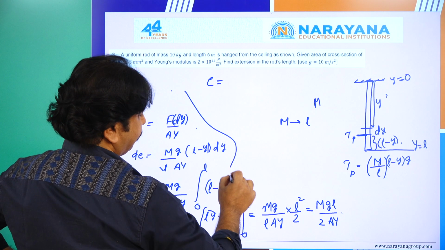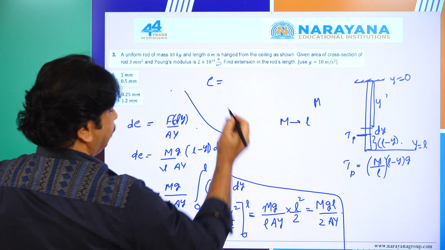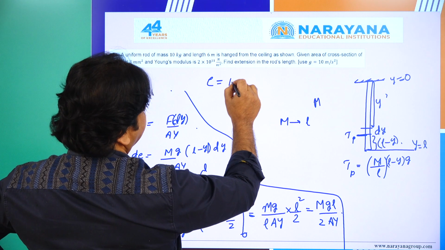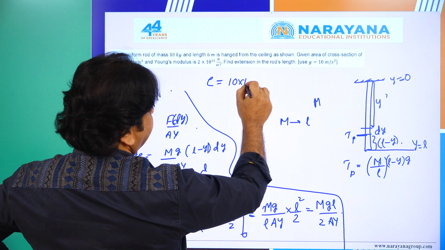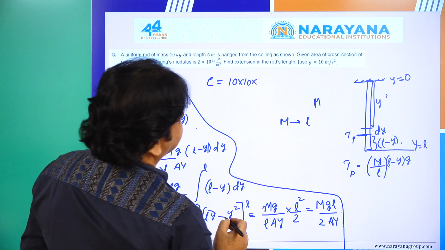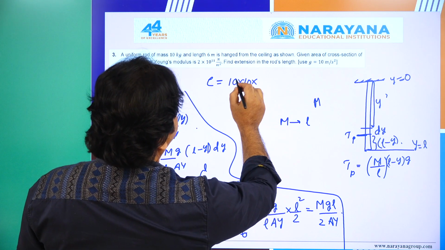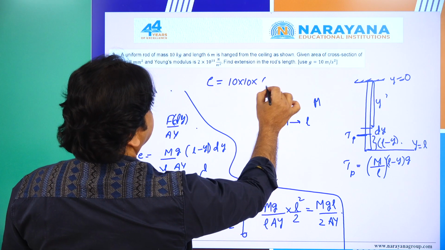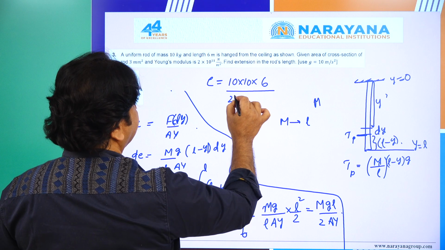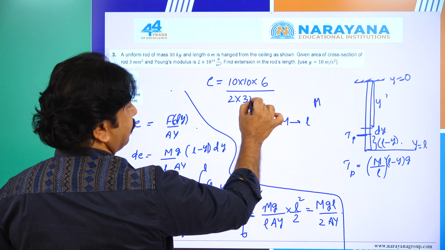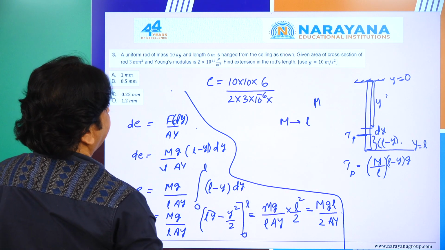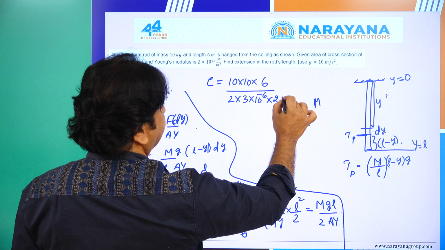E is equal to, substituting the values: M is equal to 10 kg, g value also 10, and L, the rod length, is 6 meters, divided by 2, area of cross section 3 millimeter square, so 3 into 10 to the power of minus 6, into Y, Young's modulus is 2 into 10 to the power of 11.